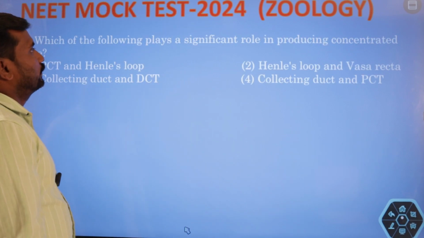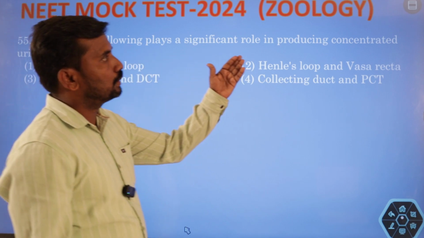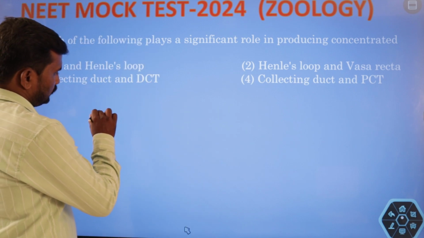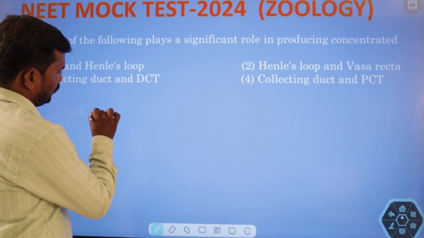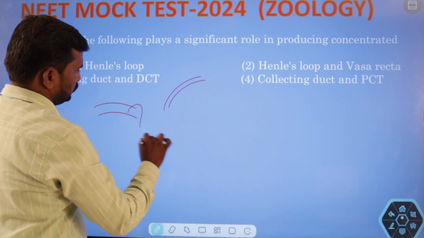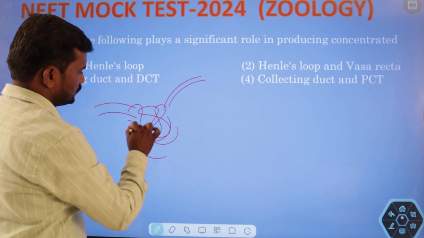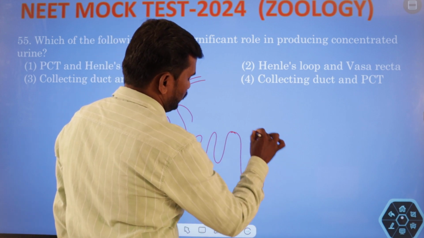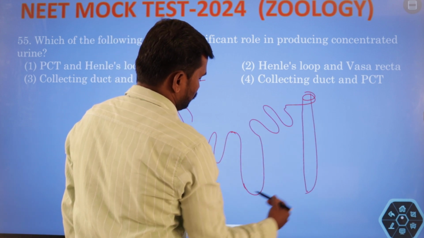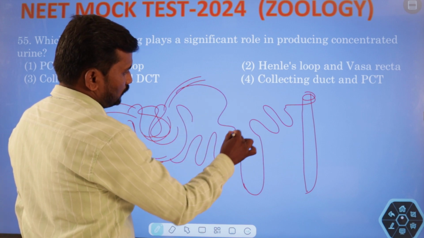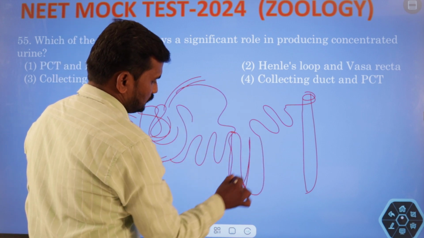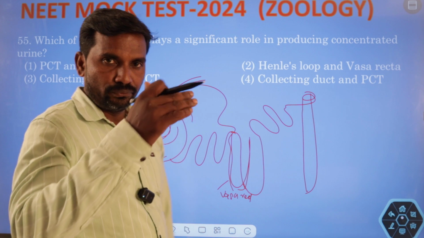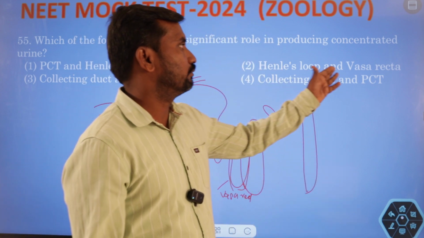So we will discuss question 55. Which of the following plays an important role in producing concentrated urine? I know the structures very well. The first structure is the afferent arteriole, which leads to the glomerulus, then the Bowman's capsule. Then the PCT, then the loop of Henle, then the DCT, then finally the collecting ducts. The tube that runs parallel to these structures is called the vasa recta. The vasa recta is the parallel U-shaped tubular structure formed along with the loop of Henle.